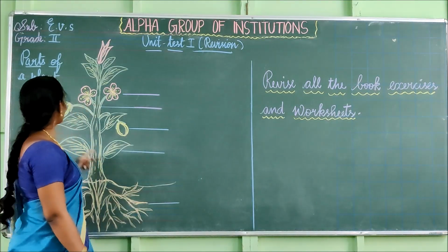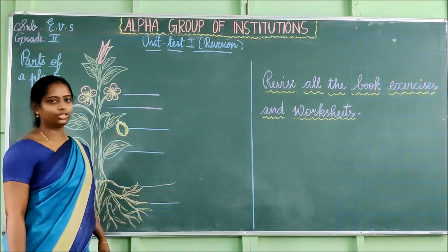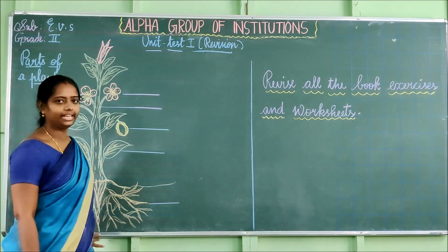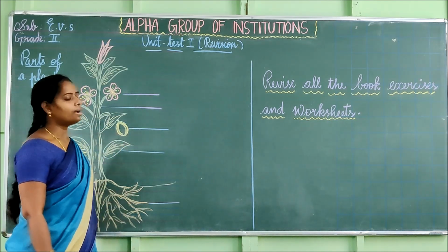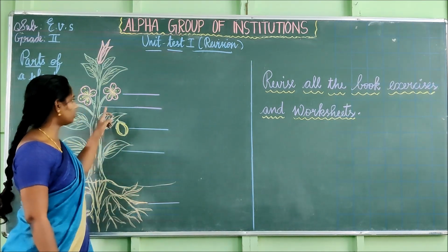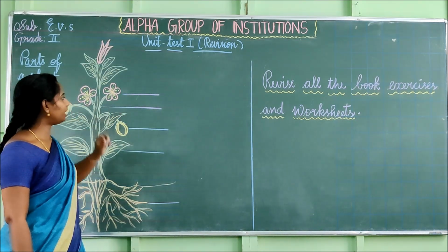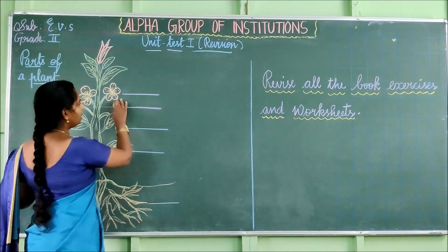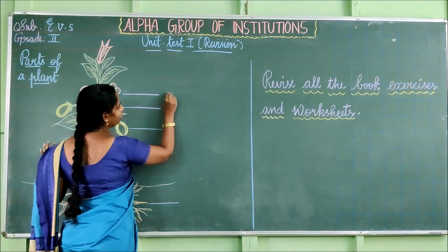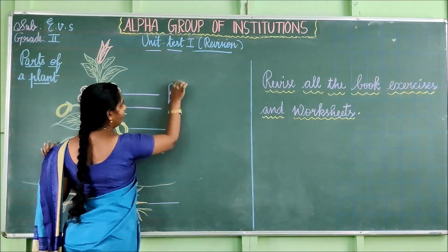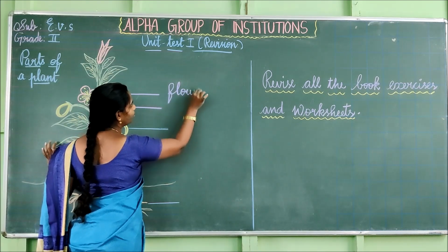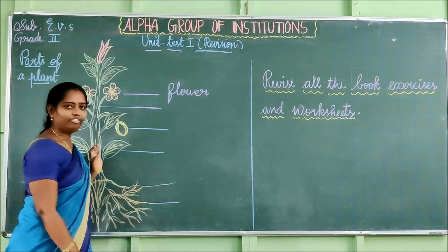Now we are going to see parts of a plant. Okay, here there are various parts, isn't it? We are going to mark out the parts here. Okay, children, what is the first one here? Flower, isn't it? We have to write the spelling for flower here. What is the spelling for flower? F-L-O-W-E-R, flower.